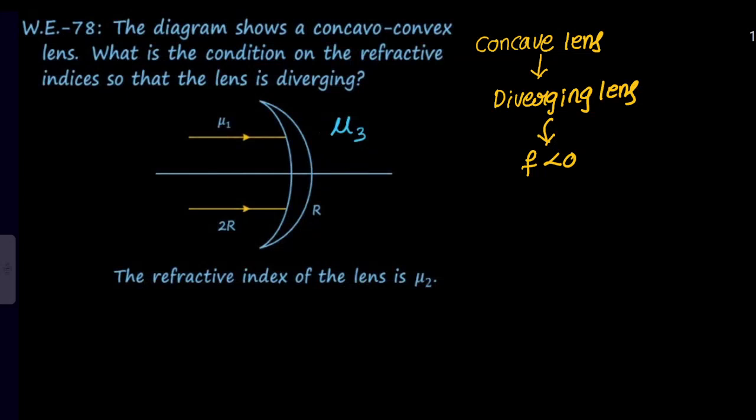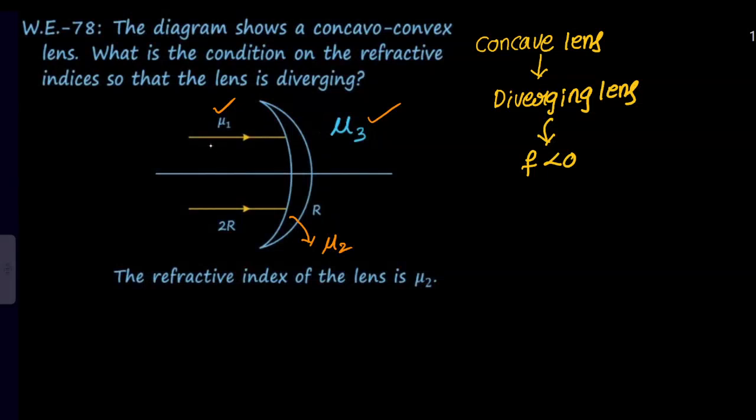Now, here in this case, on the left side this medium is given as mu1, this medium is mu3, and the lens refractive index is given as mu2. Now in this case, we need to apply the previous formula.